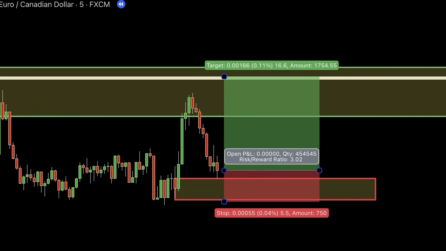As for our target, we're aiming for the next key resistance level identified on the hourly chart, because we know that big players have already broken through it on the higher time frame, and what we're seeing now on the 5-minute chart is likely just a small retracement. This setup gives us a 3-to-1 reward to risk ratio, aligning perfectly with our risk management strategy.